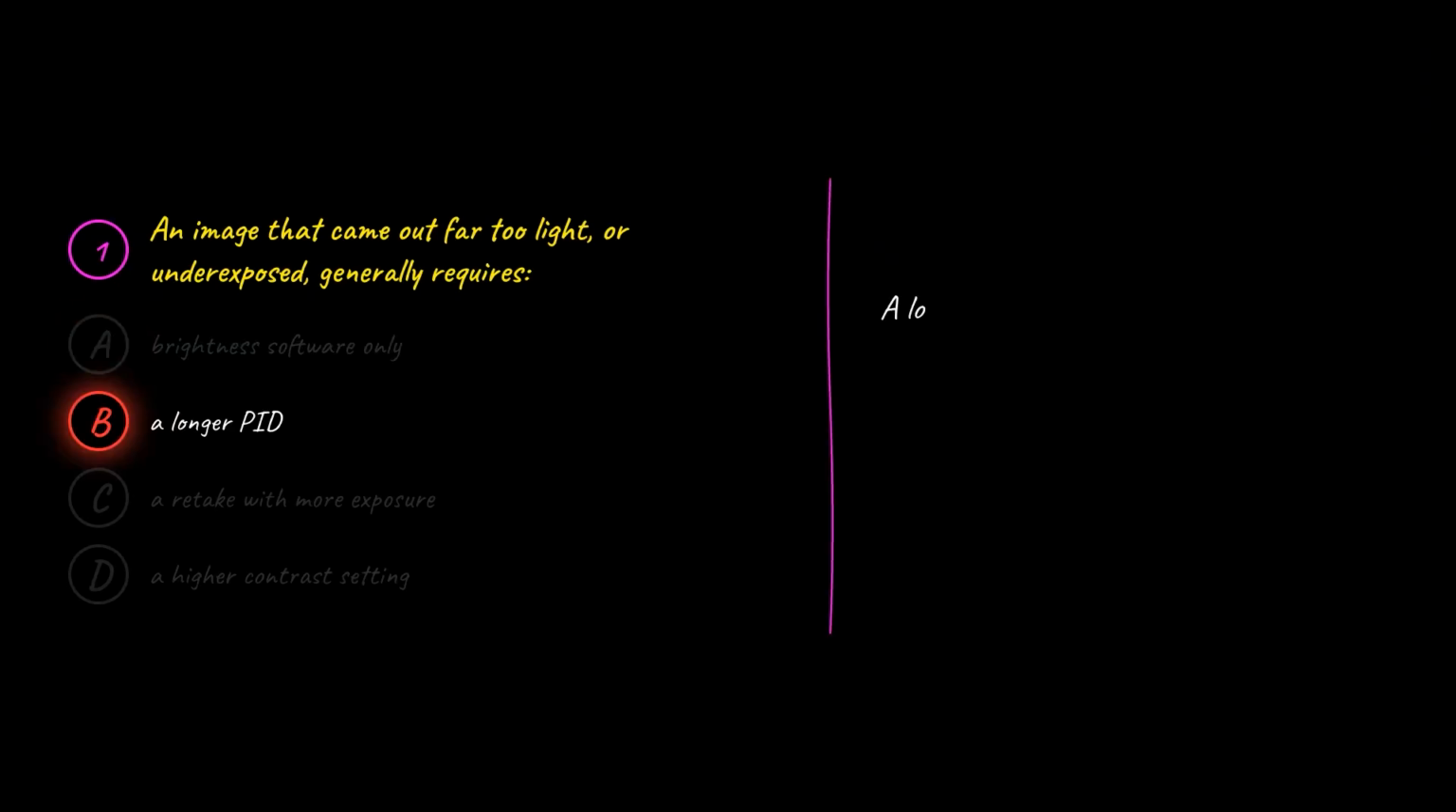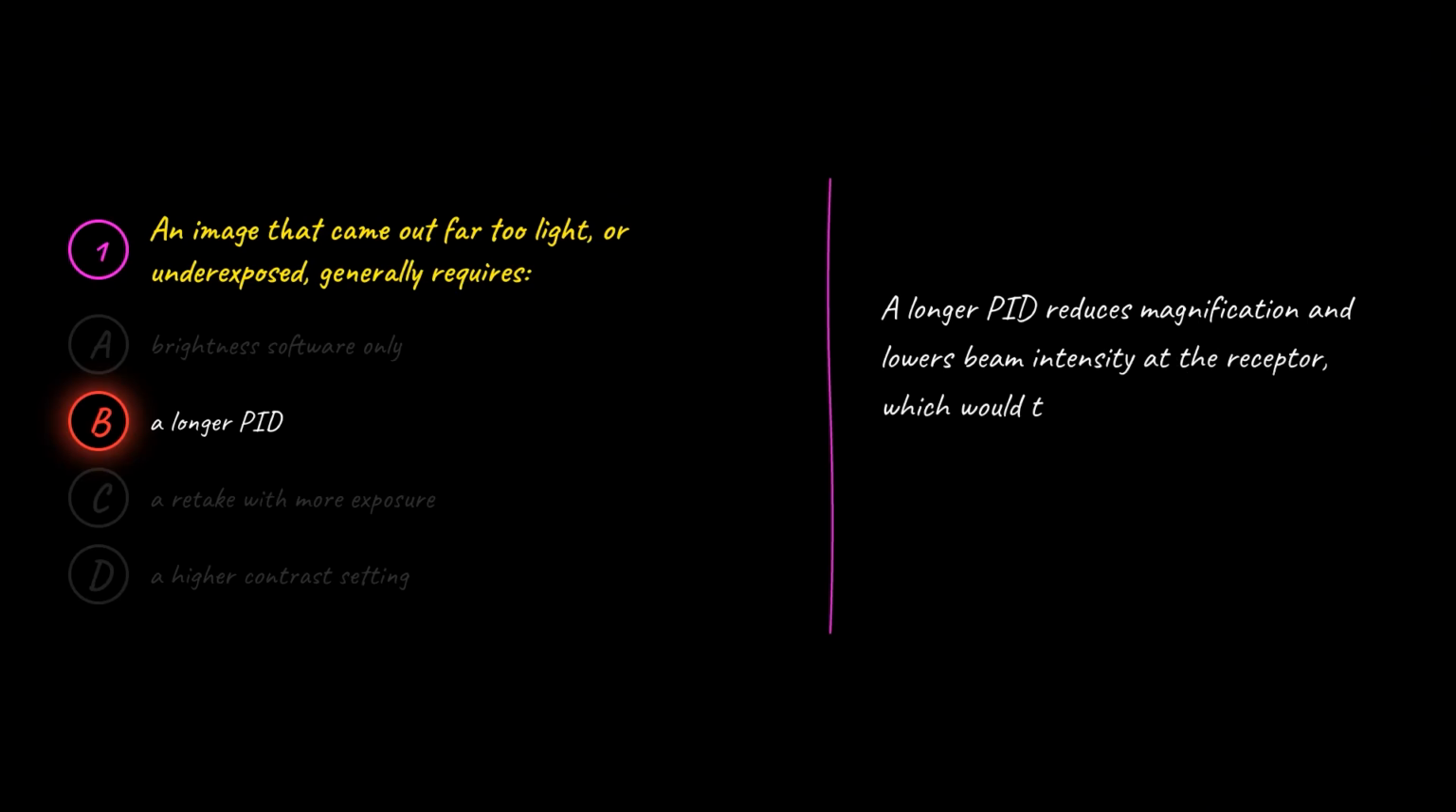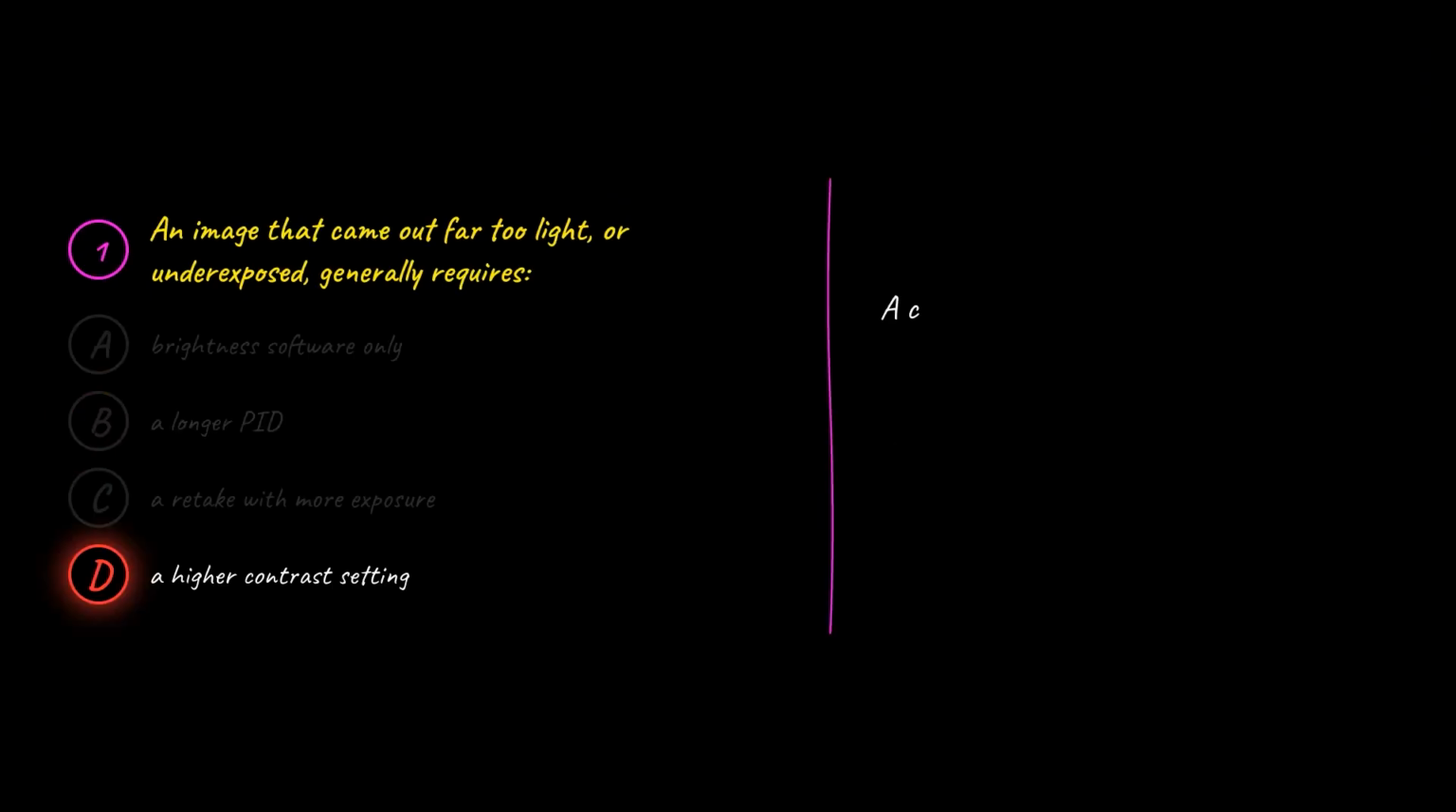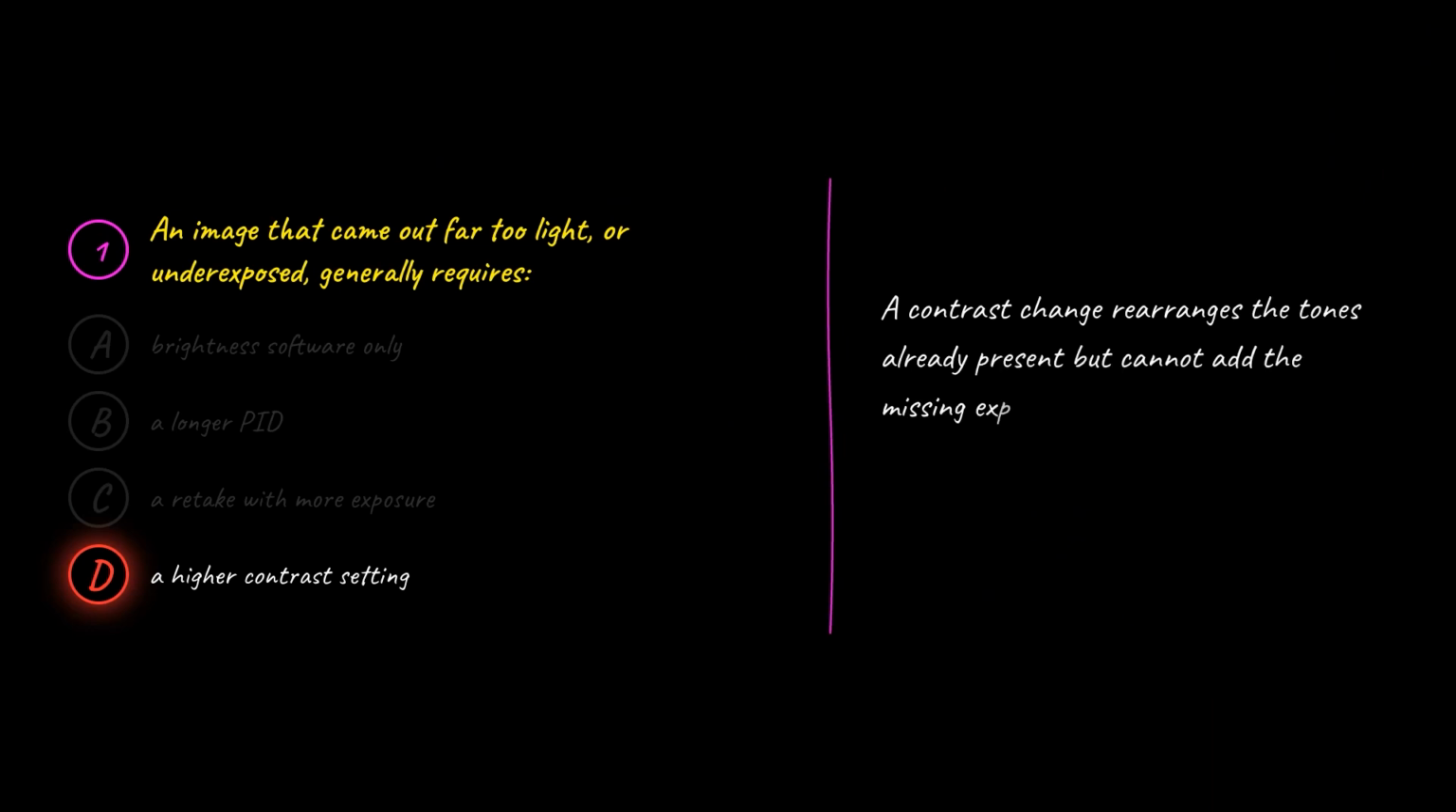B is wrong because a longer PID reduces magnification and lowers beam intensity at the receptor, which would tend to lighten the image further rather than correct the underexposure. D is wrong because a contrast change rearranges the tones already present, but cannot add the missing exposure. The underlying problem is too few photons, which only more exposure solves.